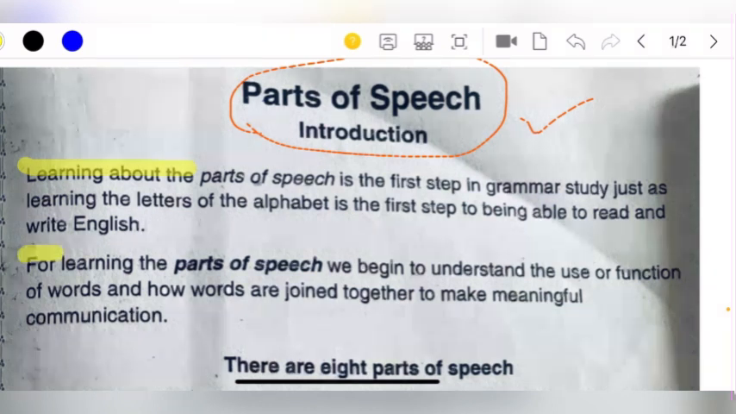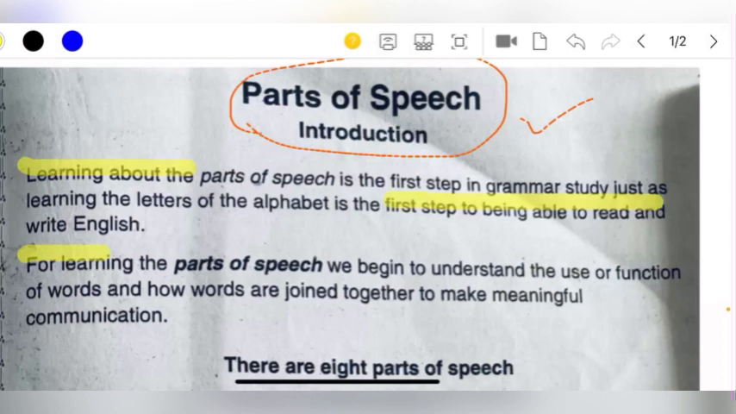The second paragraph is about how, for learning the parts of speech, we begin to understand the use or function of words and how words are joined together to make meaningful communication. What we do in parts of speech is simply try to identify different words, different parts of a sentence, and then we try to identify the roles they play in terms of meaning. We identify their role in that sentence, and then we name them: this is noun, this is pronoun, and this is something else, adverb and verb, and so on.